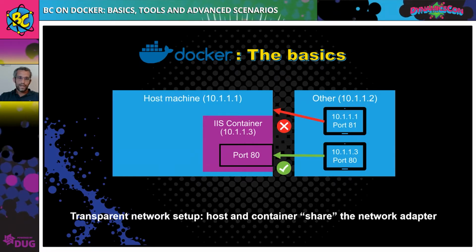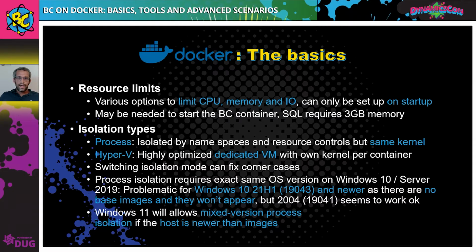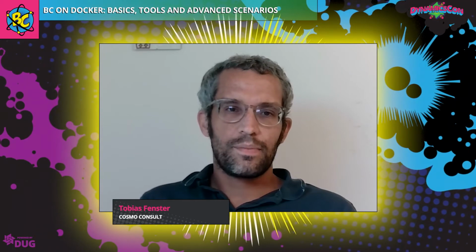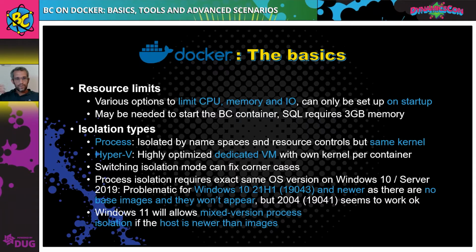Okay, so much for networking as the second topic. Then a couple of things that I just want to briefly mention. You can set up resource limits. That means that you can limit the CPU, the memory, and the I/O, so the disk usage that a container can have. For example, you can say something like, I have 6 or 8 CPUs, but the container can only use 2 of them. I have 16 gigabytes of memory, but the container can only use 4 gigabytes, something like that. You have to remember that you can only set this up on container startup. When the container is running, there's no way to change this anymore. If you want to change it, you would need to throw it away and start a new one.